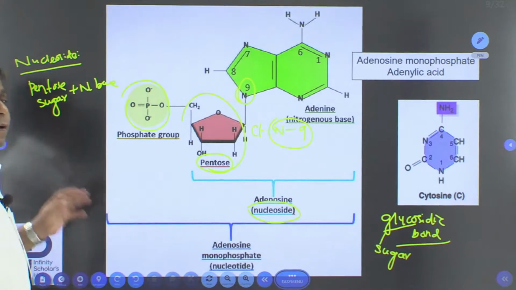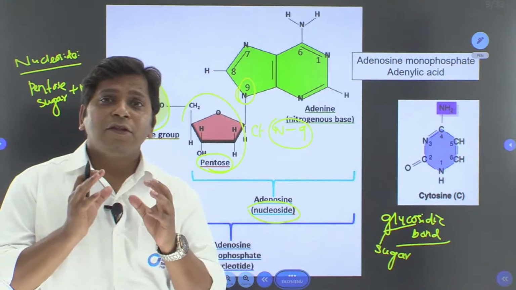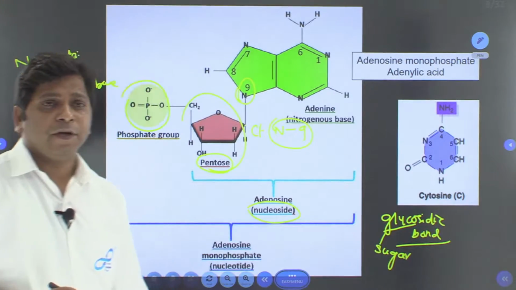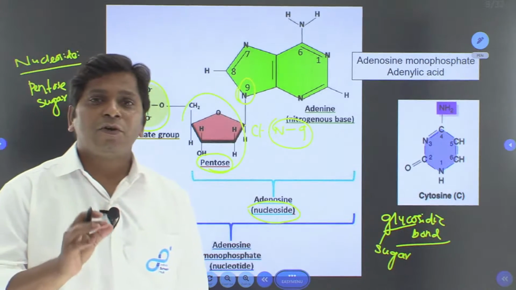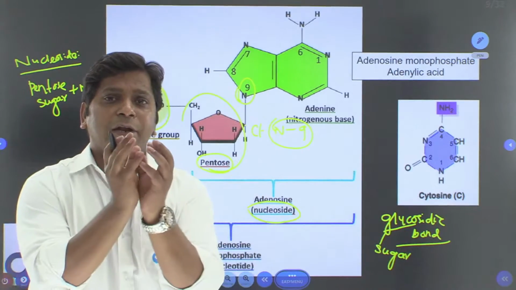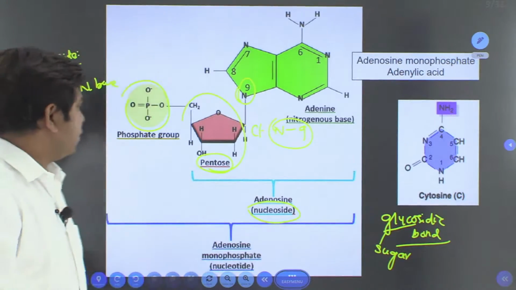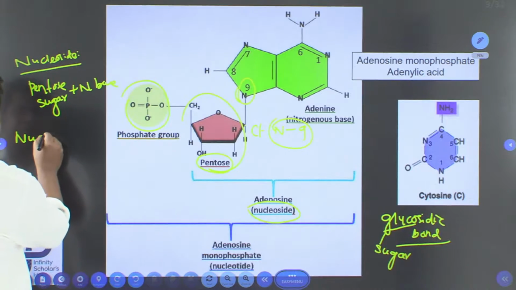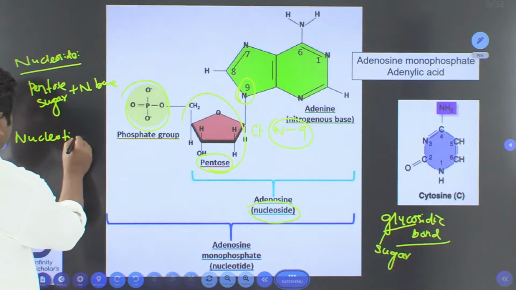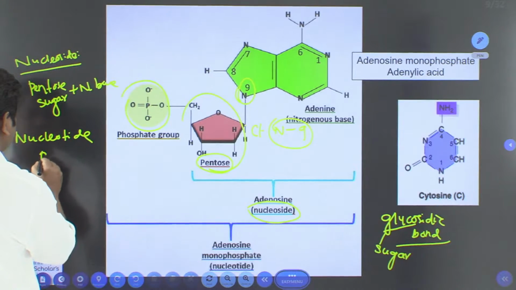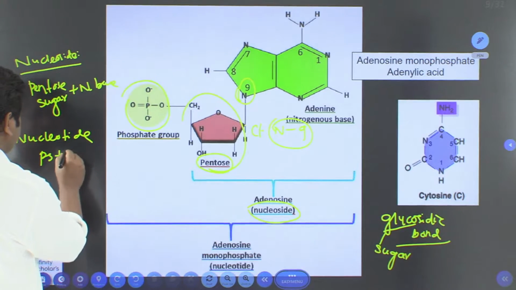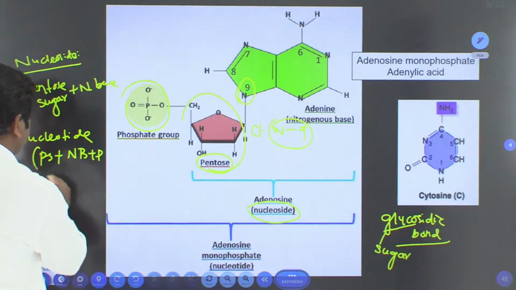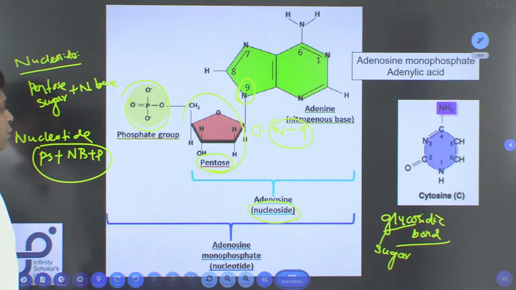But when the nucleoside is connected with a phosphate group, then it is called a nucleotide. When all the three molecules are present together, then it is called a nucleotide. So, a nucleotide would be pentose sugar plus nitrogen base plus phosphate group. This is what makes the nucleotide.